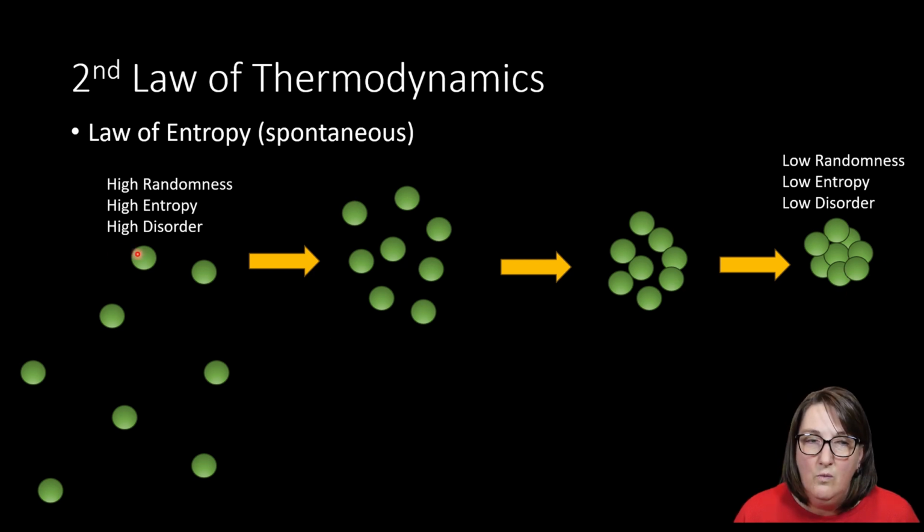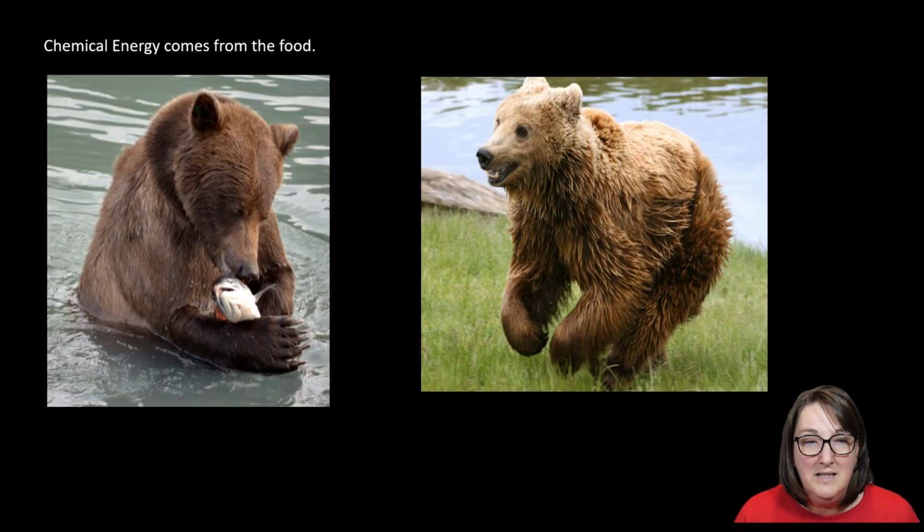The universe wants a high entropy, what we call an entropy tax. They want to have randomness; disorder is what the universe requires. So let's look at this. I have a bear and the bear's eating a fish. Chemical energy is going to come from the food that the bear eats. These molecules are now going to come into the bear and become part of the bear.